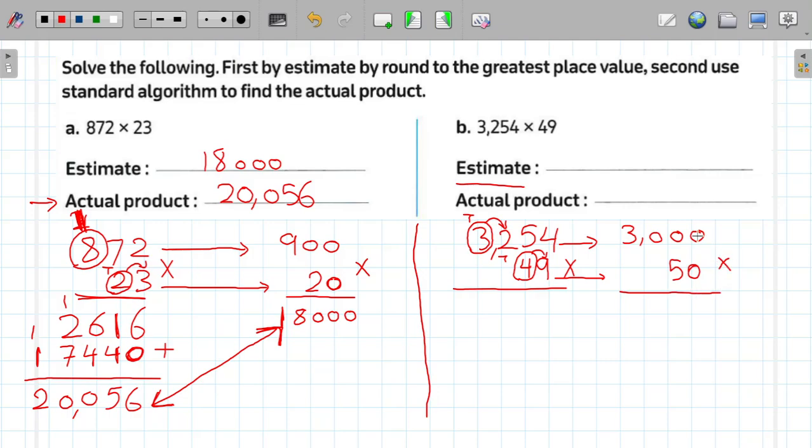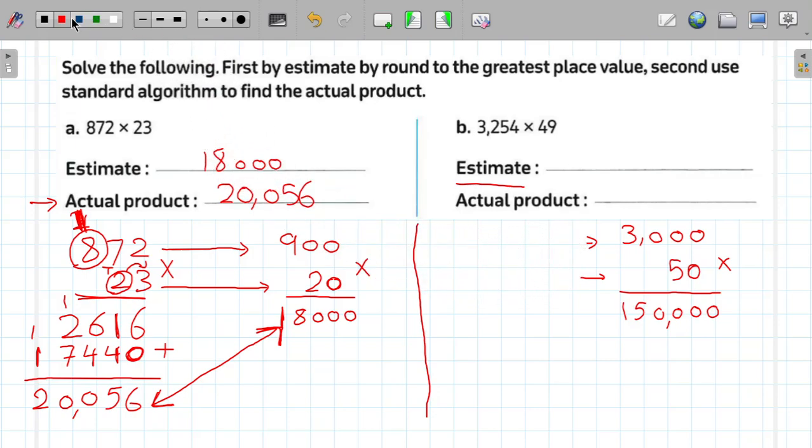Okay, so I will multiply 3000 by 50. I have 1, 2, 3, 4 zeros, so I will write 1, 2, 3, 4 zeros. And 5 by 3 equals 15, so the result, or the estimation, is 150,000. Okay, so let's try to find the actual result.